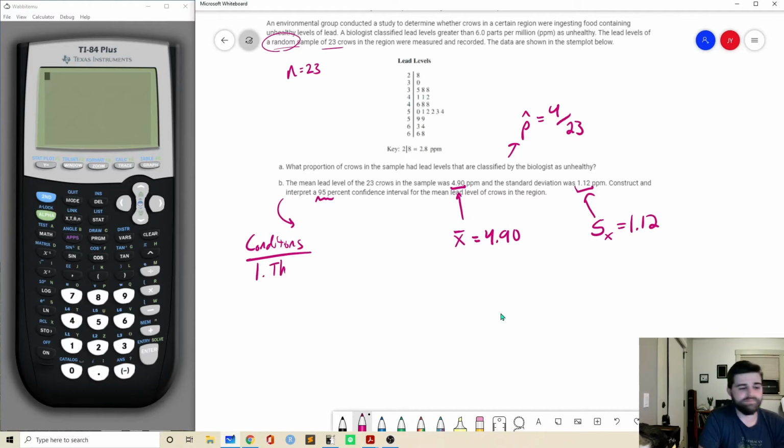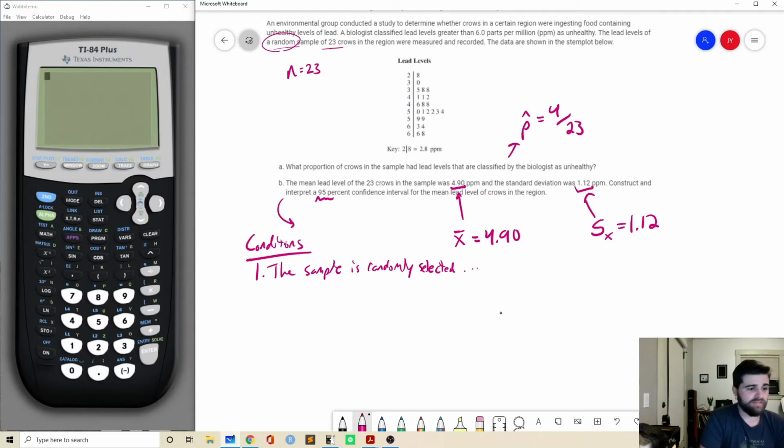This is a random sample, right? The sample is randomly selected. So this random condition is really important to check because it tells us that the sample will be representative of the population. So the sample's randomly selected, so it represents the greater population.